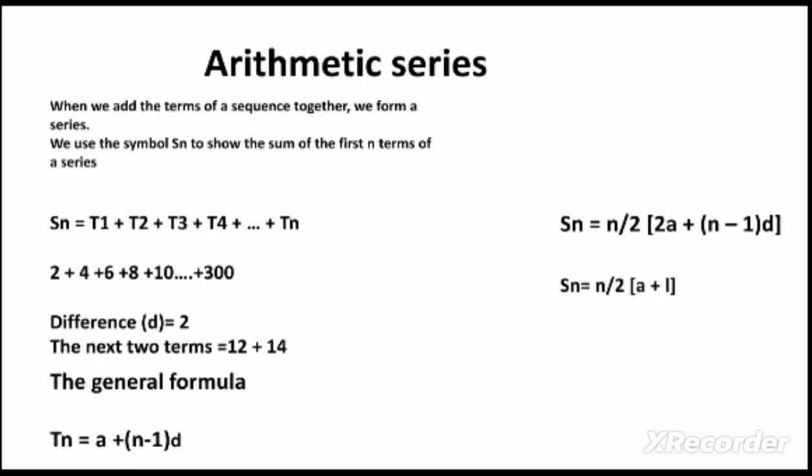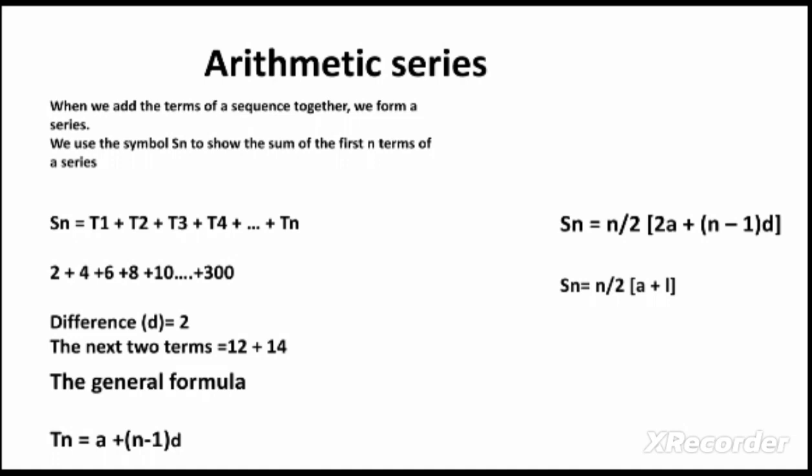So now let's talk about arithmetic series, right? A sequence has commas, the numbers are separated by a comma. In an arithmetic series, the numbers are separated by a plus sign. That's the difference. Now when we add the terms of a sequence together, we form a series. So if you see numbers in order and there's a plus sign in between, those numbers are added together, and they are forming what we call a series.